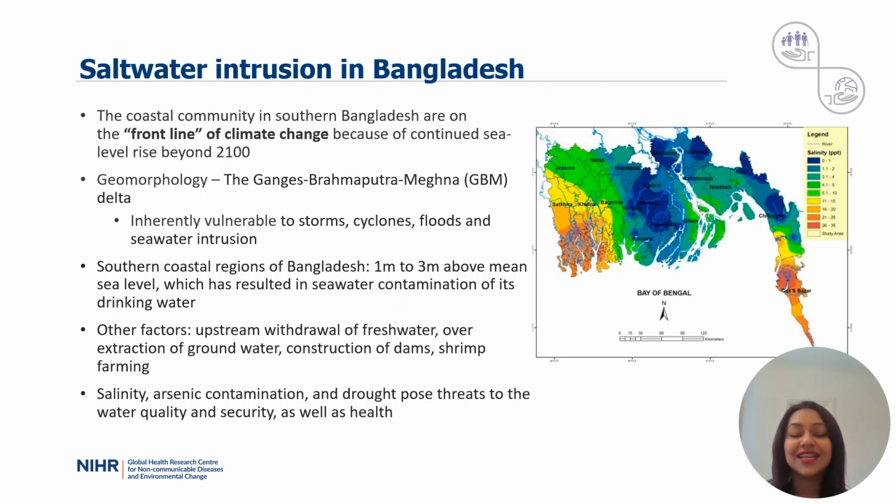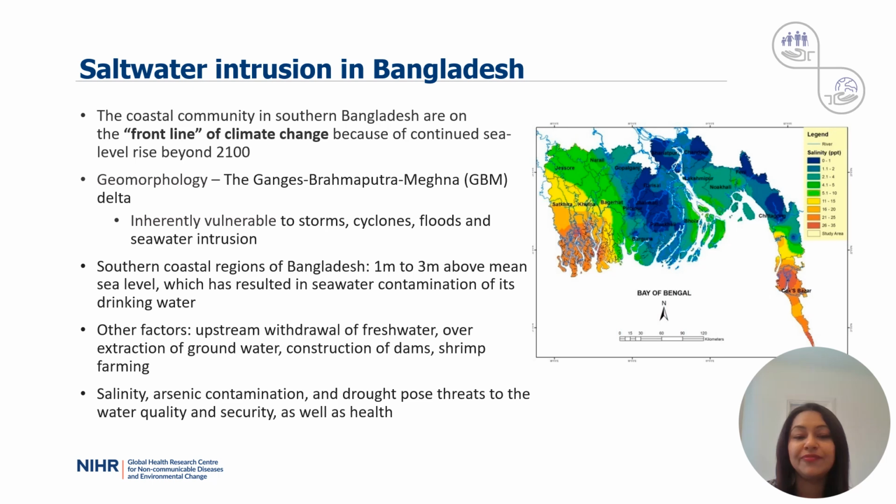Now, if you look at Bangladesh as a case study, the coastal communities in southern Bangladesh are on the front line of climate change because of rising sea levels that go beyond 2100, even if greenhouse gas emissions are stabilized today. So it's crucial to understand the potential impacts because millions of people live there and are vulnerable to the impacts of salinity. Bangladesh is in the Ganges Delta.